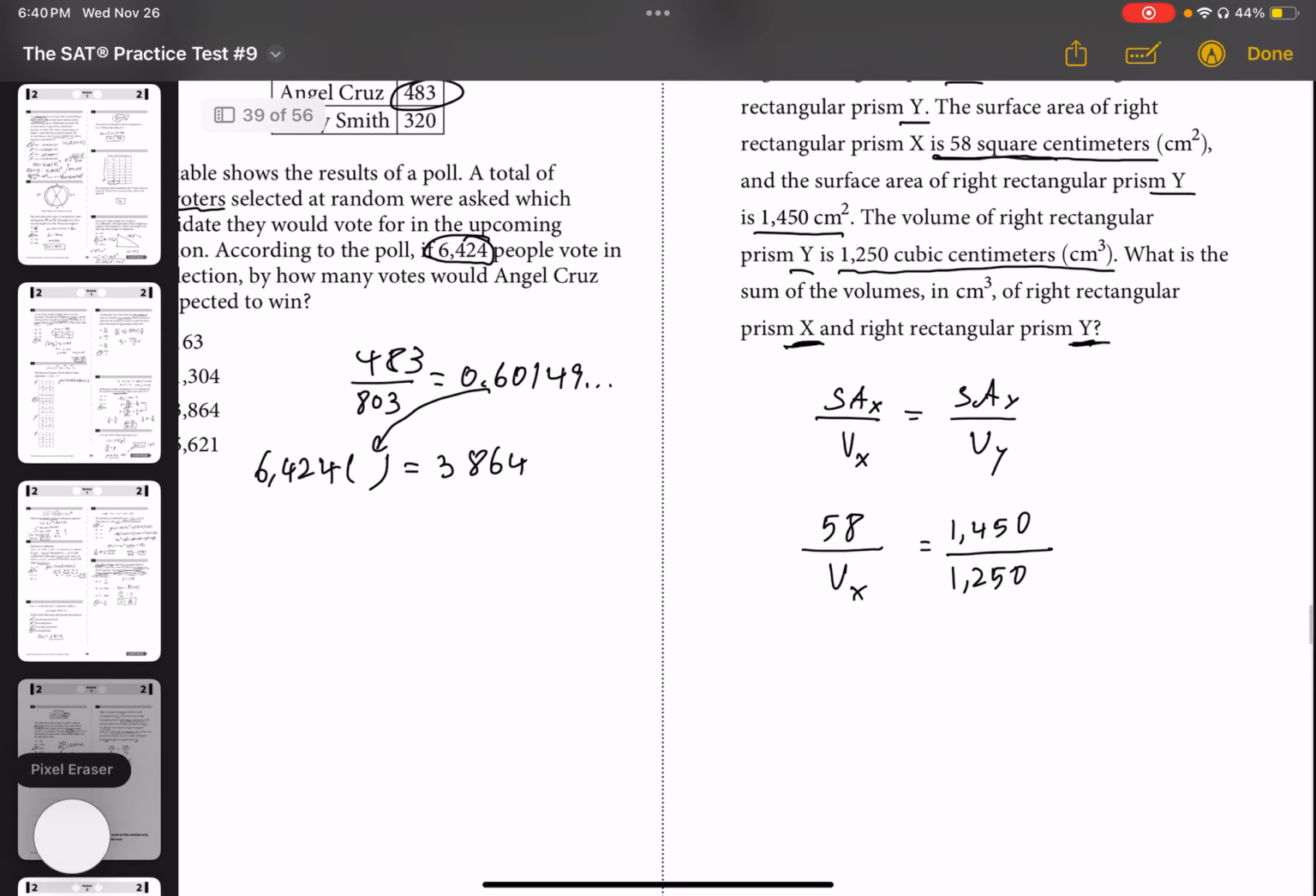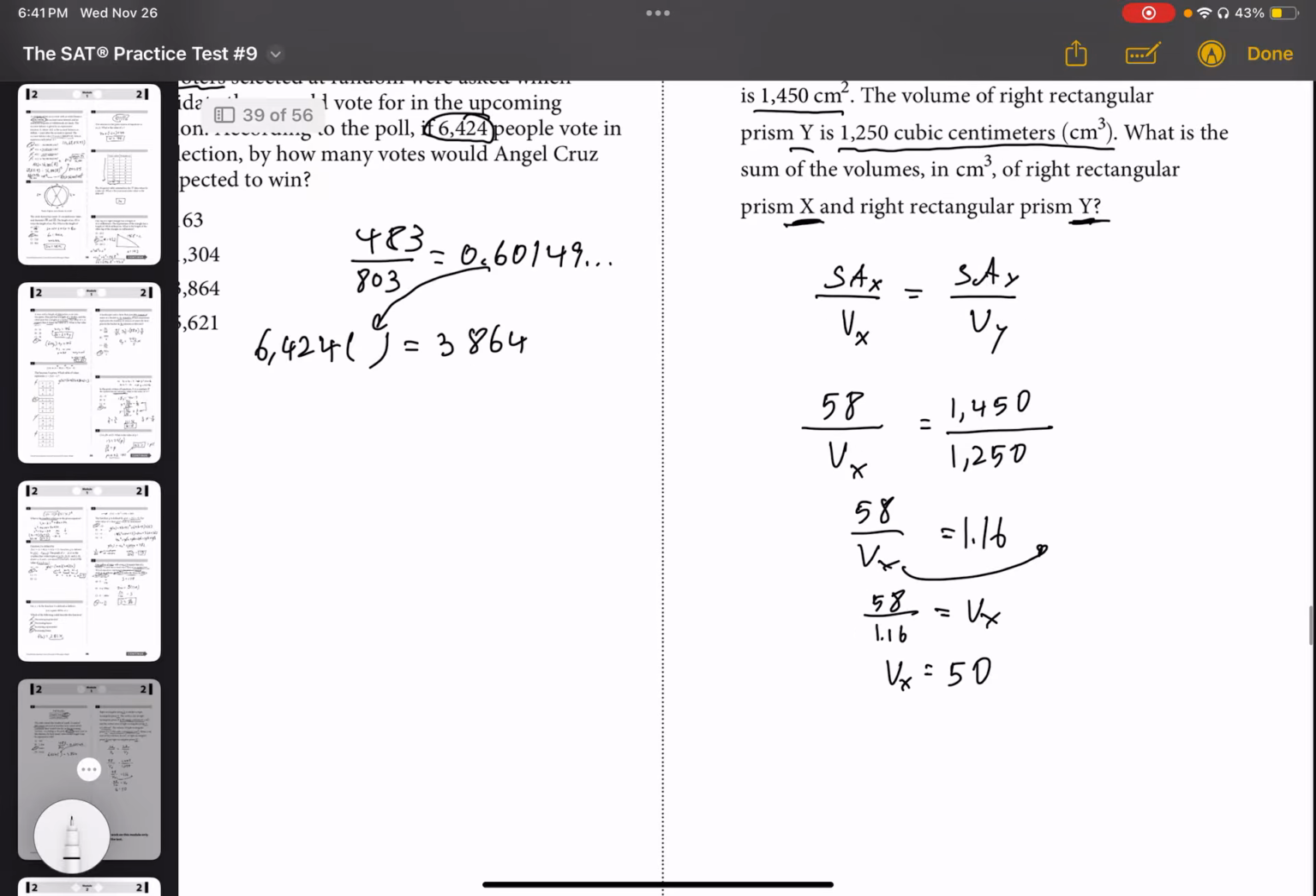So now to do this, you can go about it two ways. You can simplify or rearrange. I'm going to simplify, so 1,450 divided by 1,250 is going to give you 1.16 is equal to 58 over Vx. Move Vx to the side and you get Vx is equal to, move the 1.16 to the other side, 58 over 1.16. So the volume of the X prism is going to be 50.